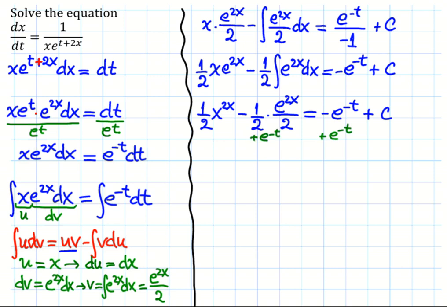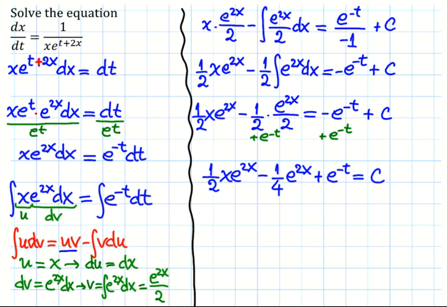Because this equation, we can write the answer in implicit form, meaning that we don't have to solve for x in terms of t. This would be 1/2 x e to the 2x minus 1/4 e to the 2x and plus e to the negative t equal to c. And that is the answer for the problem.